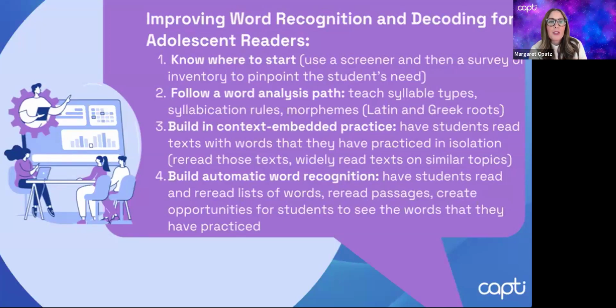And then we also need to build in the opportunity for students to practice reading within the context. Just doing isolated practice won't really help once students get into connected text. So we need to provide them with specific practices to tackle those words in the context of a connected text. And then we should support them in rereading those texts. And then also we should provide students with opportunities to widely read texts that are on the same topic.